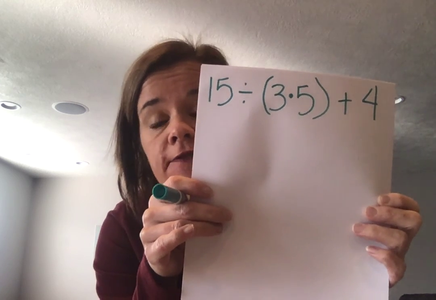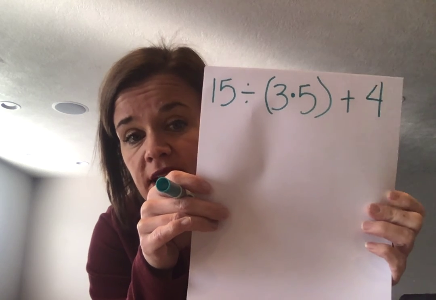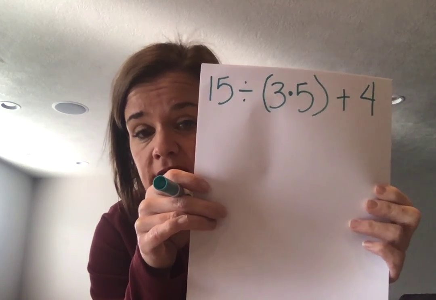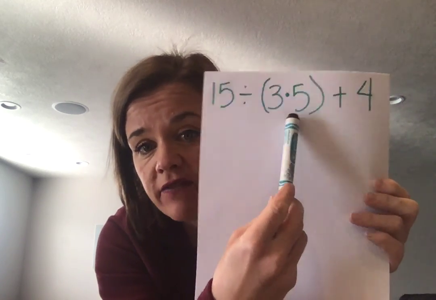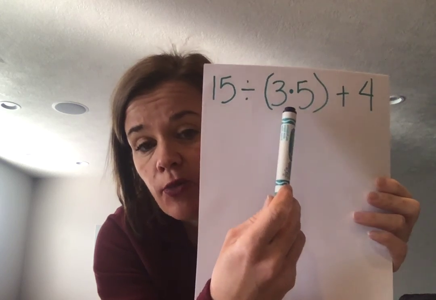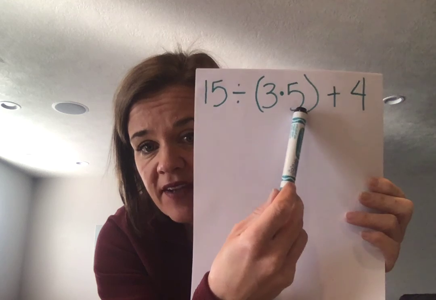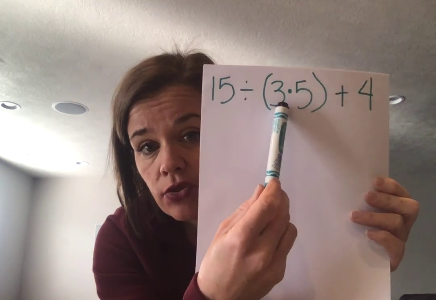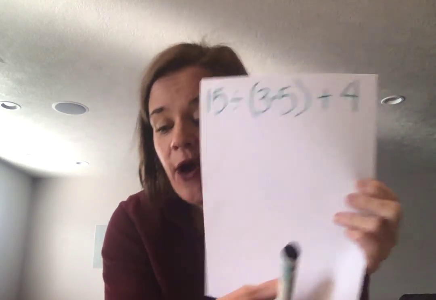So what do I do first? If I'm following the order of operations, the first thing that I do is look for anything in parentheses. Do I have parentheses? Bingo, I do, right here. So I'm going to solve this portion first. This portion says in parentheses 3 multiplied by 5, so that is going to be done first. So 3 multiplied by 5 is, bingo, 15.